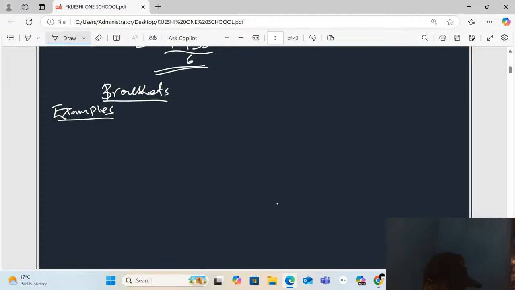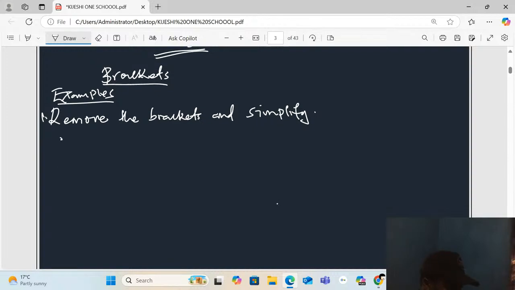Now remove the brackets and simplify. We're having 3 into a plus b minus 2 into a minus b.